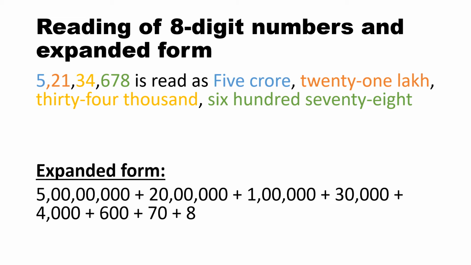Reading of 8-digit number and expanded form of it. This is ones period, thousand period, lakh period, and crore period. So it's 5 crore, 21 lakh, 34,678. In crore we have 7 zeros, but it is an 8-digit number. So 5 crore plus 20 lakh plus 1 lakh plus 30,000 plus 4,000 plus 600 plus 70 plus 8.